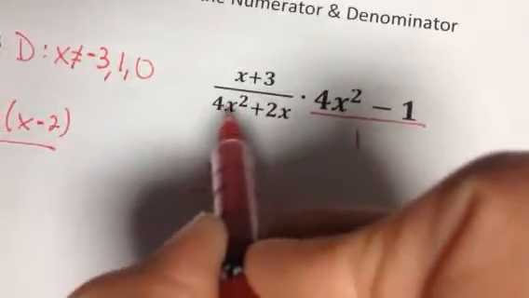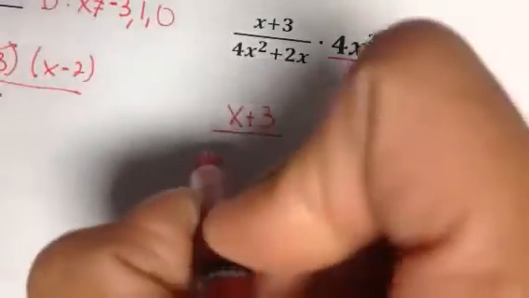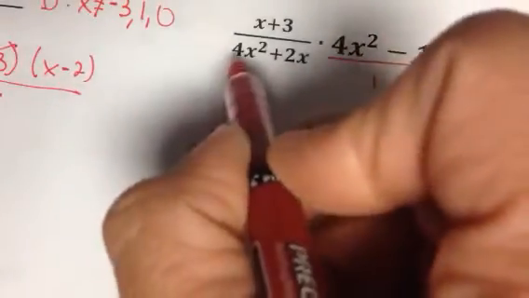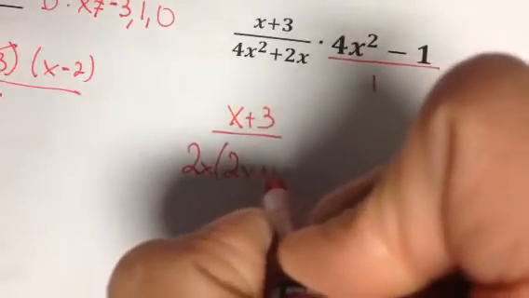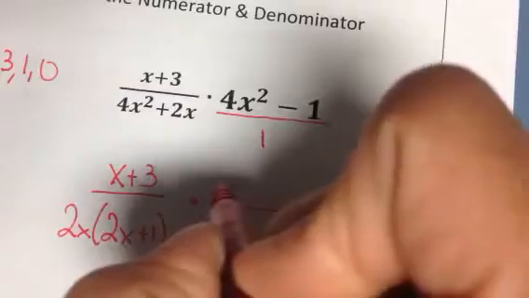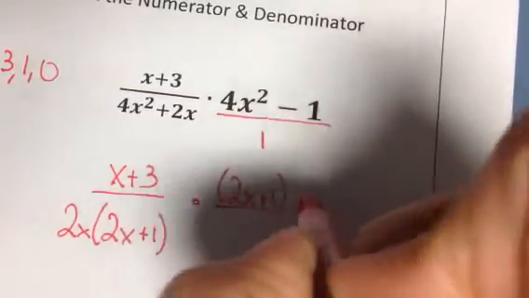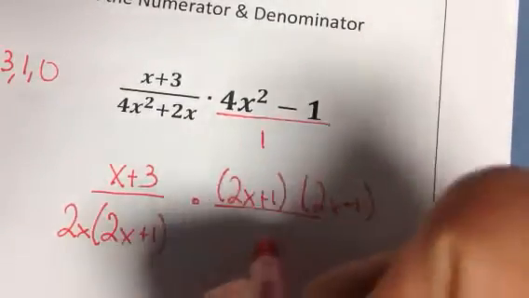Greatest common factor, I can take a 2 and an x out of both of them, and when I do that, I'm left with 2x plus 1. 4x squared minus 1, this is a difference of squares. It's 2x plus 1 and 2x minus 1, and then the 1.